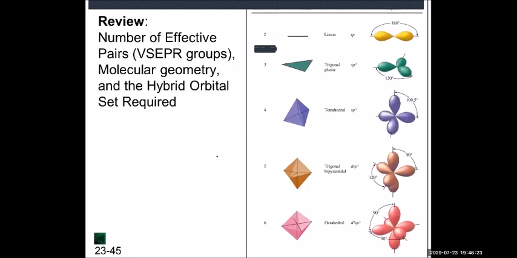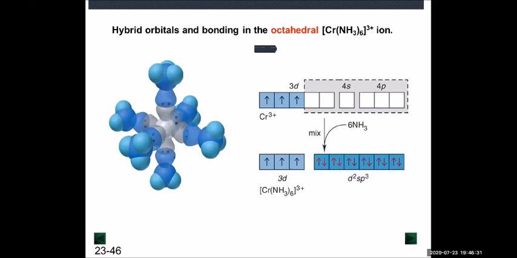The bonding uses hybridization. This is kind of a review of what we learned before about hybridization. With our transition metal complexes, it is mainly the d electrons that hybridize. And once they form the hybrid orbitals, each hybrid orbital fits in a lone pair from the ligands.